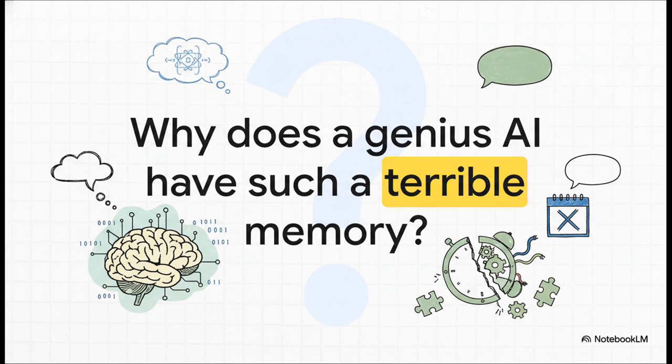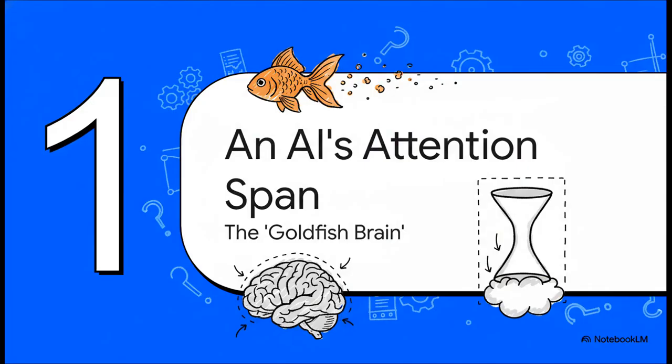Well, it all comes down to one very specific, very fundamental limitation. And yeah, engineers actually have a nickname for this. They call it the goldfish brain problem. And look, it's not forgetful like a person is. It's more fundamental. It has a built-in limited attention span, a bottleneck, really. And that bottleneck shapes everything about how it thinks and remembers.